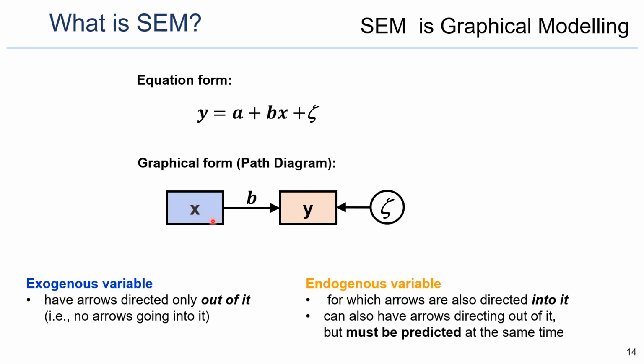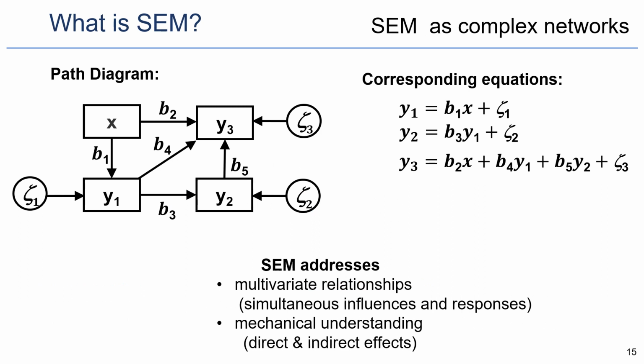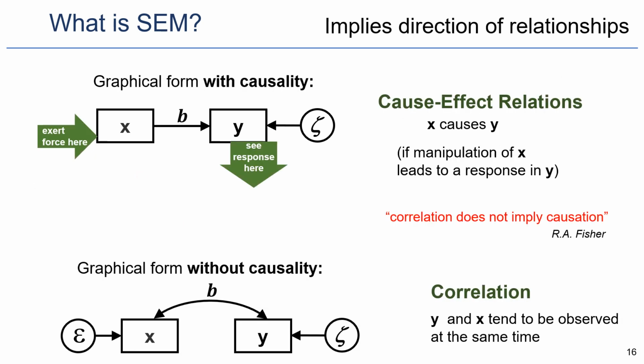Furthermore, each path diagram can be expressed also in the form of equations. And then I would like to recall again that SEM can represent a complex network of relationships among variables. So this complex network can be modeled in the form of path diagrams, also in the form of equations which correspond to these path diagrams. And in this way, SEM addresses this multivariate relationship among variables and allows mechanistic understanding, allows to test direct and indirect effects. As you remember, the structure of an SEM model implies that we have causality in our system.